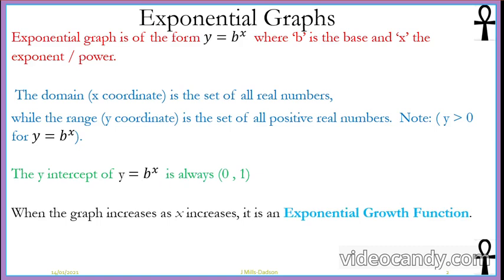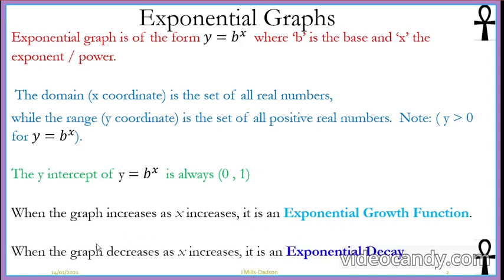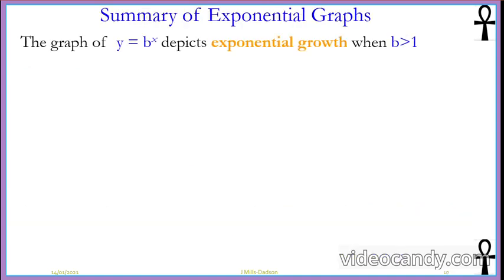And also, you will sometimes have a graph which is called an exponential growth function. When you see that whenever x values increase, the y values are also increasing, that will be called exponential growth. And conversely, where the graph decreases as the x-coordinate increases, we call that exponential decay. So we'll be talking about all these. These are the points I want you to remember.